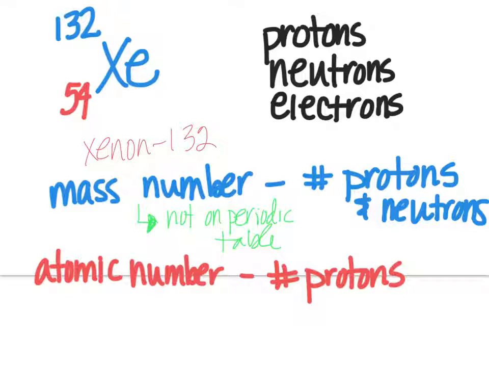Okay, so let's just do a quick electron, proton, and neutron count for this. Of course, if our atomic number is 54, that means that we have 54 protons, and then because this is a neutral atom, we would also have 54 electrons. And then the way that we find the neutrons is to subtract the atomic number from the mass number. So we would do 132 minus 54, and we would get 78 total neutrons. And so that's how you do that.